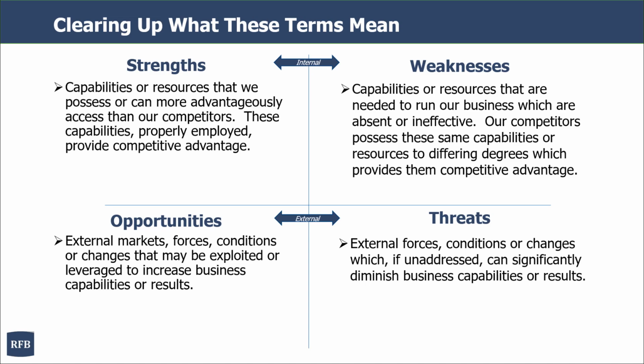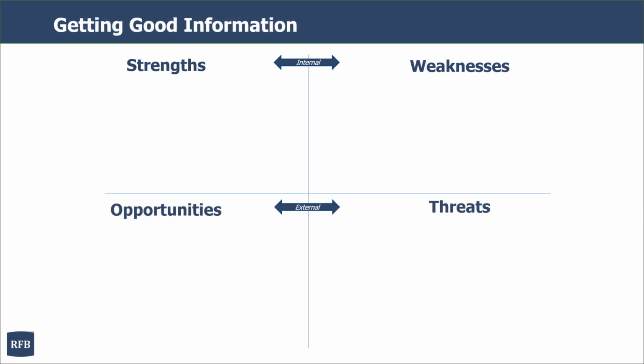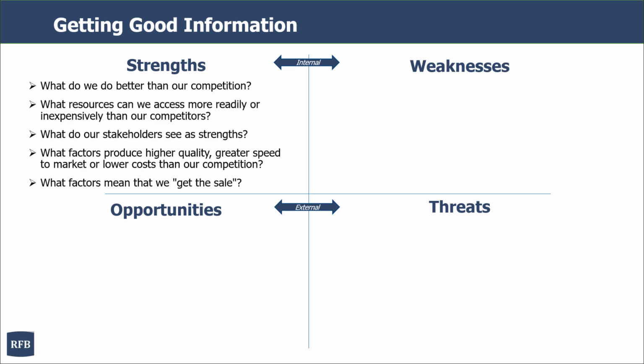Now that we know our terms, how do you get good information to go into these buckets? Here are some questions that you may want to ask. For strengths, we might ask, what do we do better than our competition? What do others see as strengths? What factors help us to get the sale?